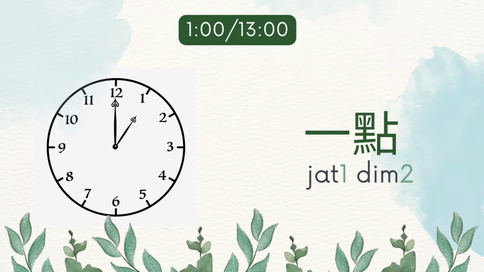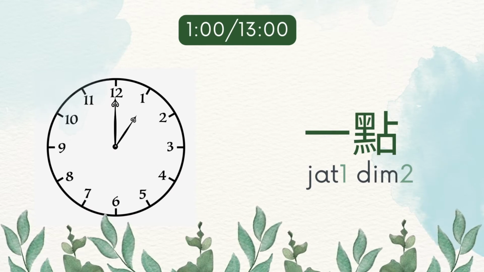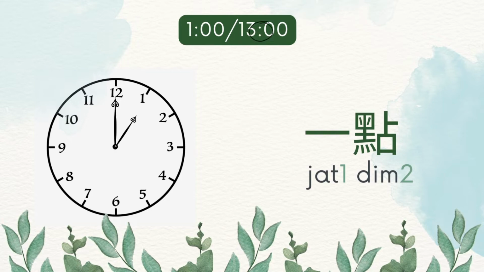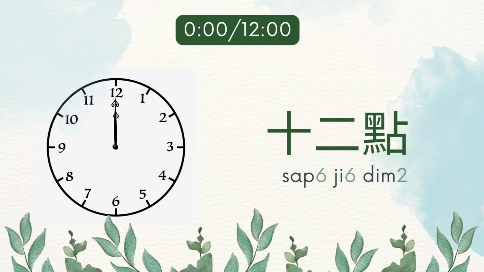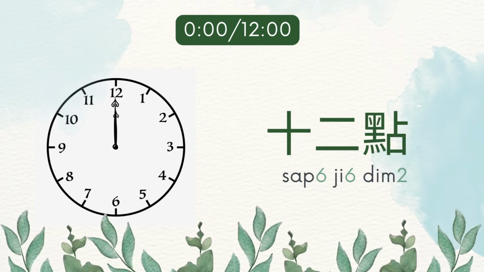For example, if it's 1 o'clock, we just say nhất điểm. To help you to remember, try and think of the word dim as the dot here. How about 12 o'clock? That's right, it's 12點.